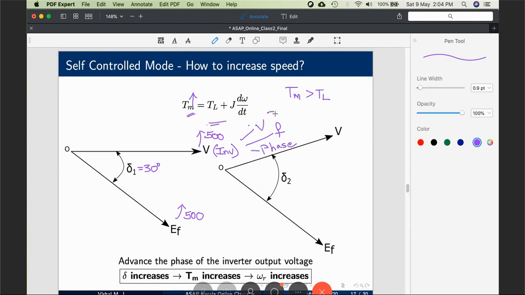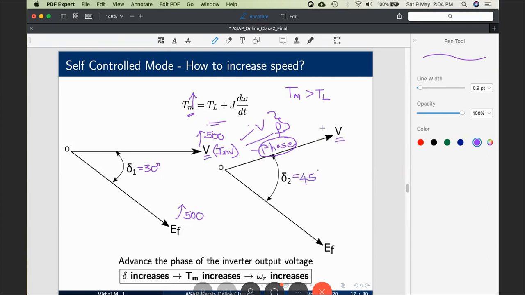The phase of the output with respect to a reference also an inverter can control. We were using only the first two parameters in true synchronous mode, whereas we will be using this parameter in self-controlled mode. So with respect to EF, phase means it's always with respect to a reference. With respect to EF, I increase delta 2. Let delta 2 be 45 degree. Remember, the magnitude of the V is same.